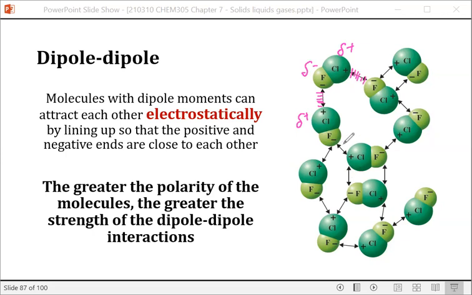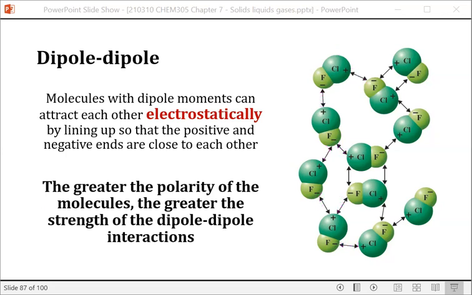And there's another attraction. So with all these attractions between molecules, they kind of stick together more. And so it's going to take more energy to get them to separate. Like if you wanted them to go from a liquid where they're all touching and attracted to each other to a gas where they're acting completely independently of each other. So the greater the polarity of the molecule, the greater the strength of the dipole-dipole interaction.